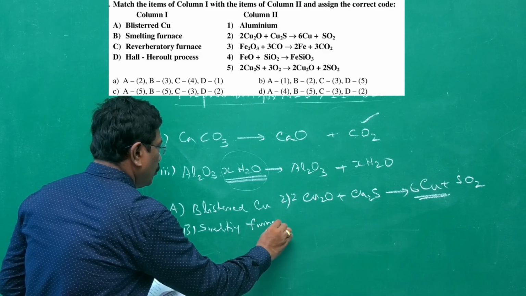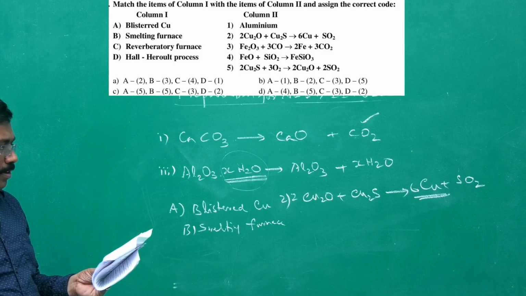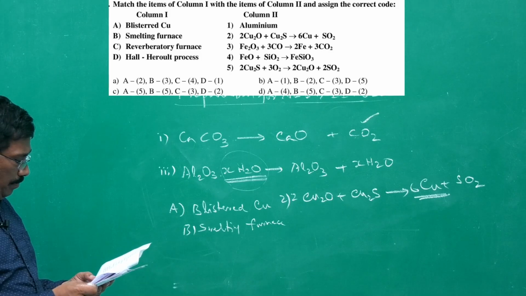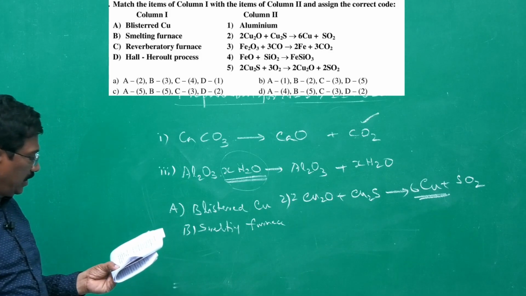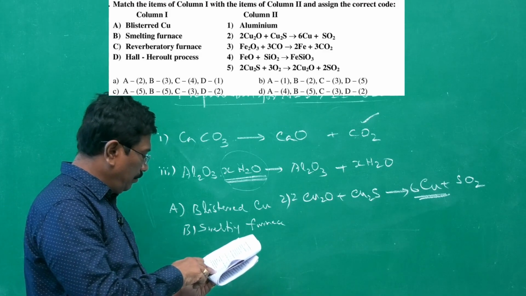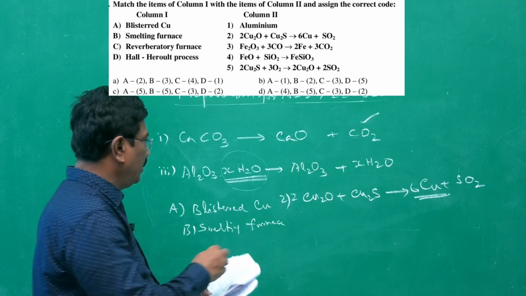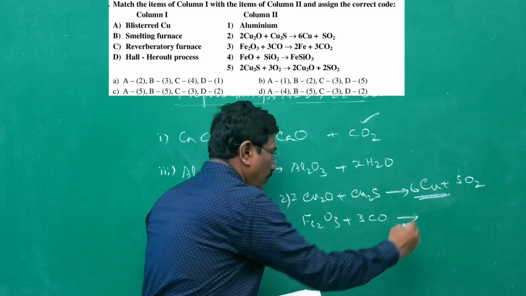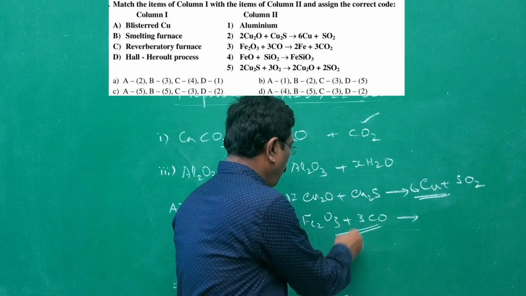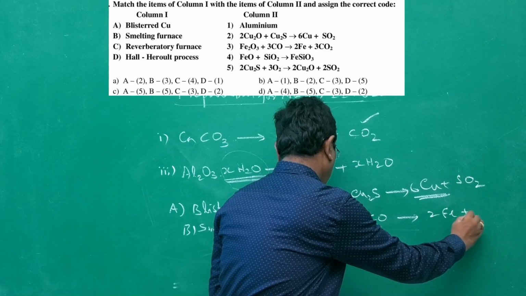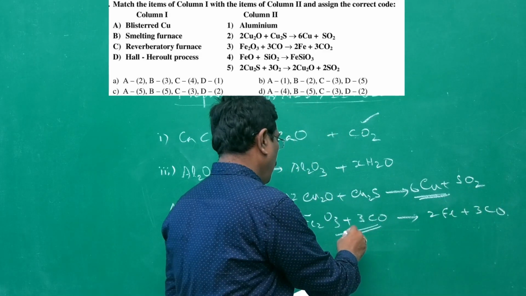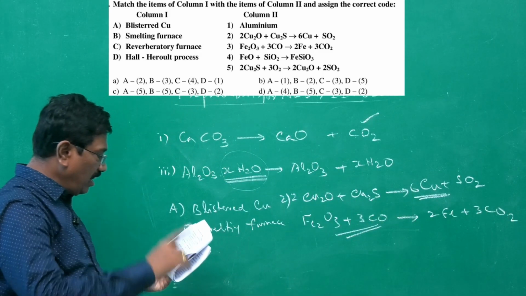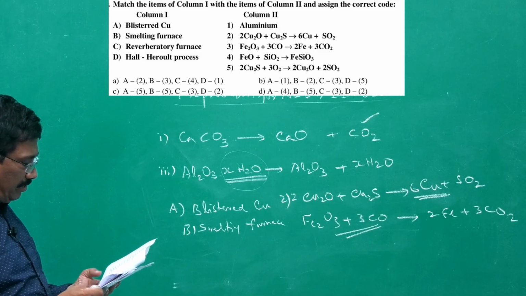The smelting furnace is associated with smelting. In the extraction of copper, in the smelting furnace, usually the third one, that is ferric oxide, is reduced to iron. Fe2O3 plus 3CO gives 2Fe plus 3CO2. Carbon monoxide combines with oxygen to become carbon dioxide. So ferric oxide is reduced to iron in the smelting furnace.